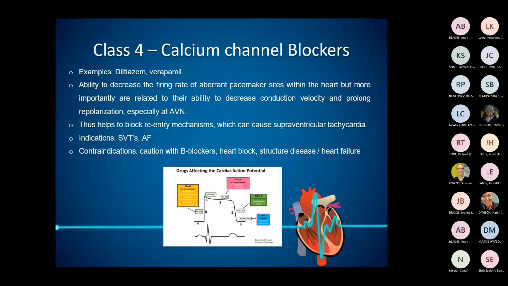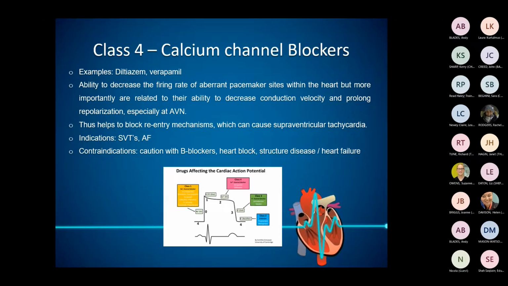Like I said, in terms of heart failure, we'd avoid using this class of drugs just because they would reduce cardiac output. A lot of calcium channel blockers tend to have a lot of drug interactions, and there may be a case where you need to reduce the dose down, and usually that kind of works.